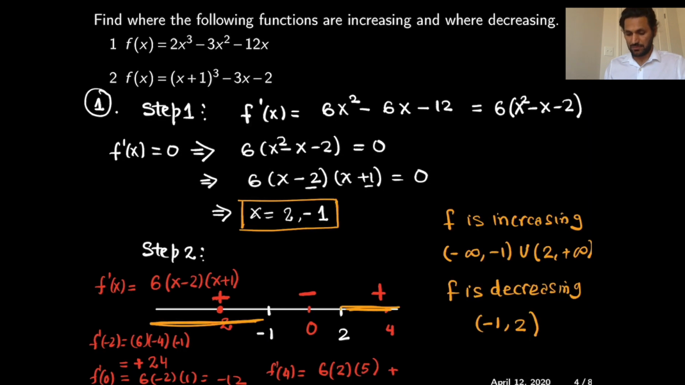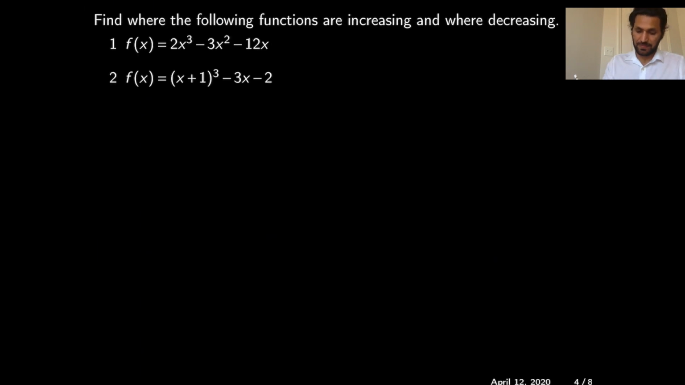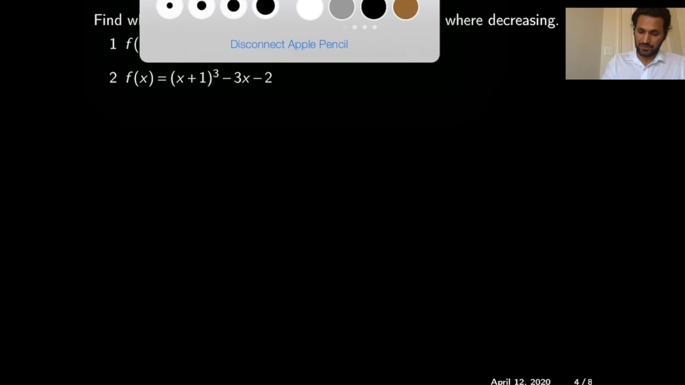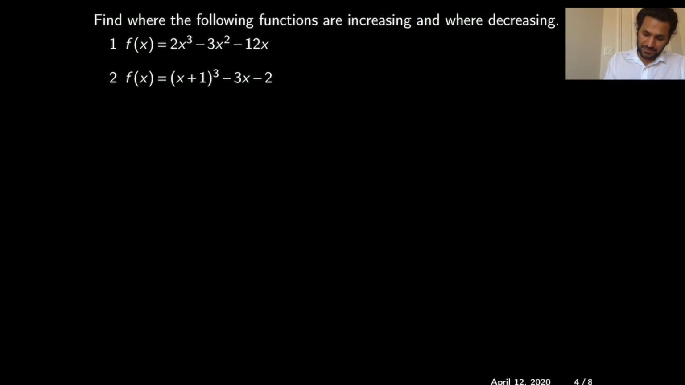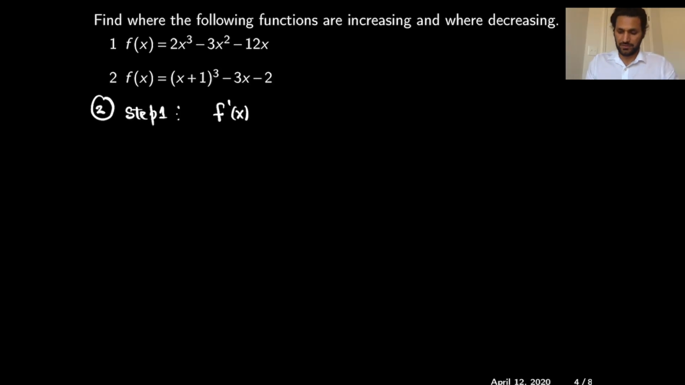Okay, let's move to the next problem. This problem we will also do in two steps. Step number 1, we will calculate the derivative of the function. f prime of x is equal to 3 times (x plus 1) squared minus 3.